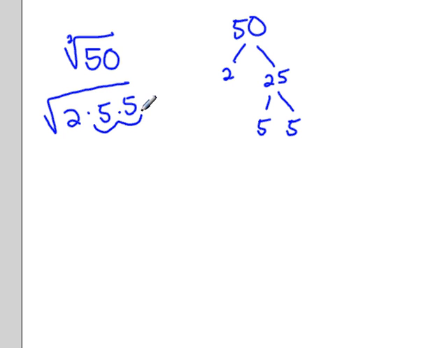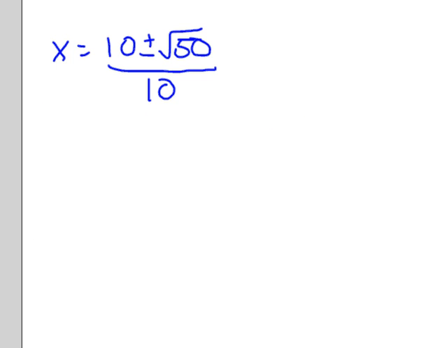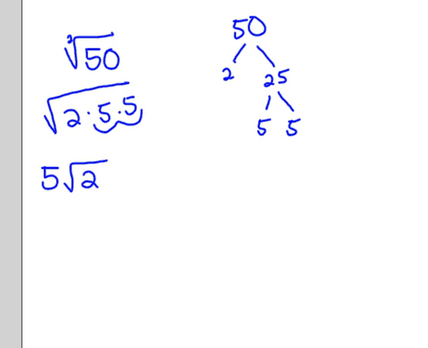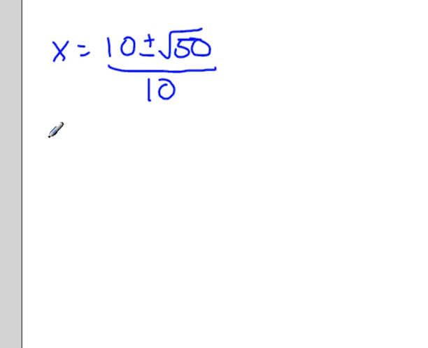So here I've got one pair of 5s. That means I can remove a 5 from the radical. It leaves me with a 2 inside the radical. If we had an example like this, where my root 50 was part of the solution to a quadratic equation, I now know that root 50 is the same thing as 5 root 2. So I'm going to replace the root 50 with 5 root 2.